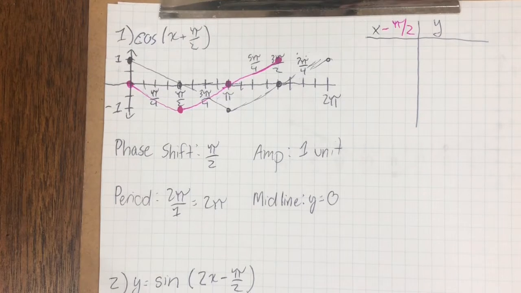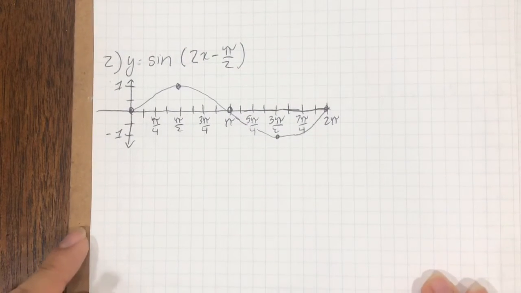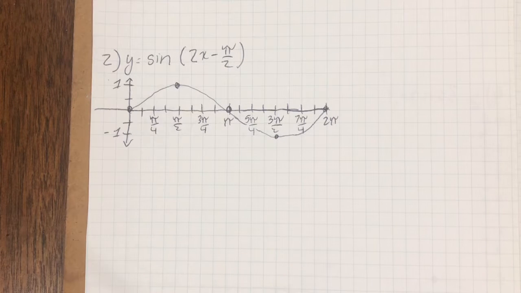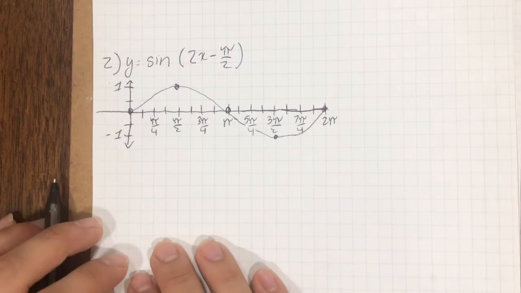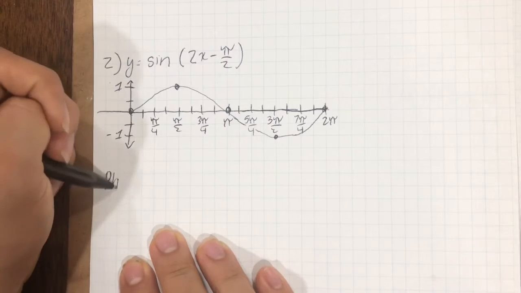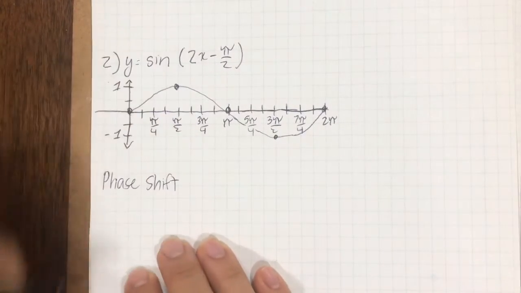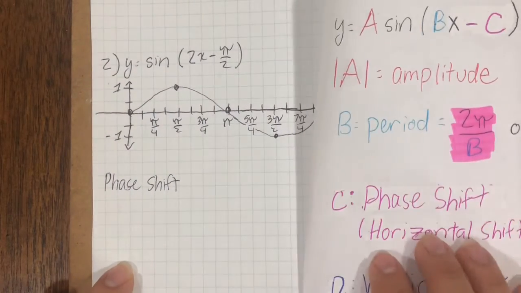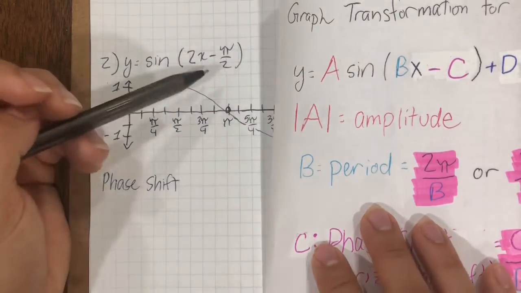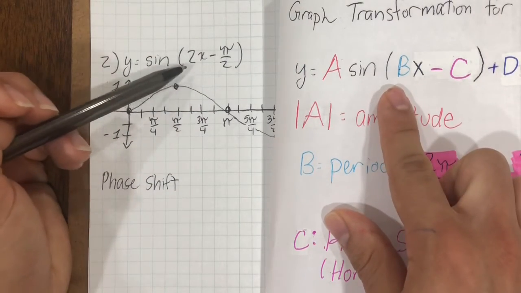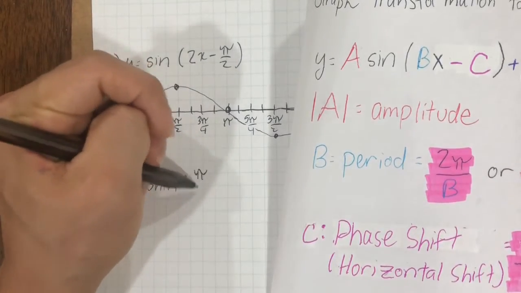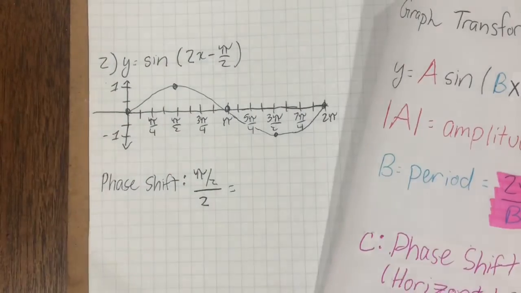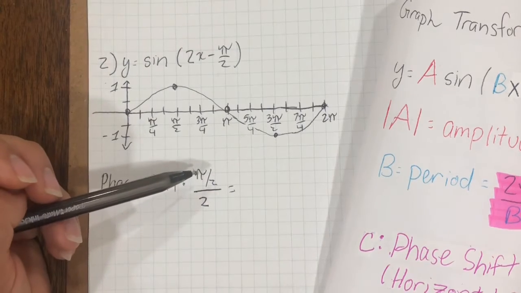All right, so let's move on to number 2, which is y equals sine of 2x minus pi over 2. All right, so let's get all of our information for this function. First off, let's see if we have a phase shift going on. So we see that we have a number that's in the same spot as c, and we actually do have a number in front of x. So I have pi over 2, and I'm going to take that and divide it by 2. So I'm dividing a radian, which is written as a fraction, by a whole number.